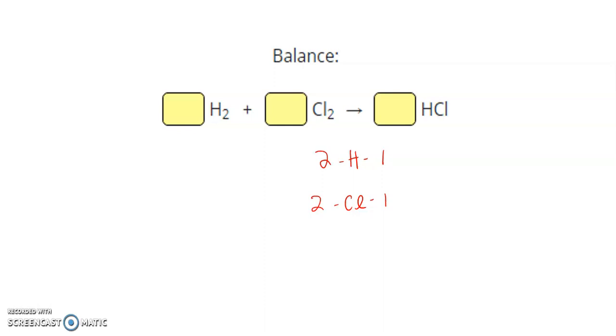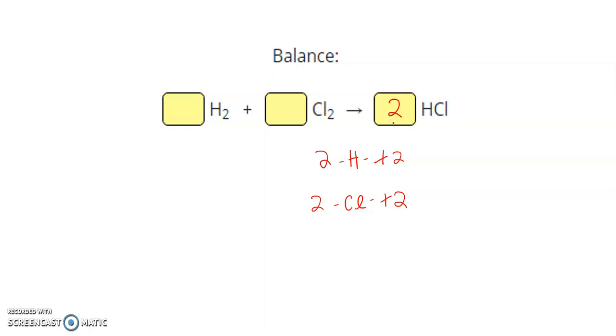Now the number that I put in the box, the coefficient, is going to go for the whole compound, and it's multiplied by the amount of stuff already there. So I need something that'll make the number over here and over here the same. And just a heads up, you can't just mess with this number down here, you have to add a coefficient first. Well, if I put a 2 right here, that gives me 2 H's and 2 Cl's. Now I have the same number of H, same number of Cl on both sides, so this equation is balanced. So that's all it took, was a 2 in front of here.